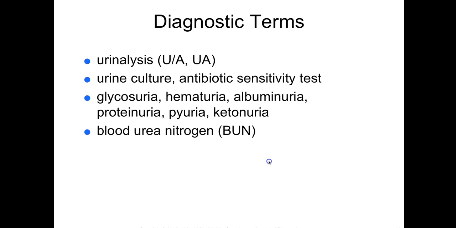We know that we have ketones in our urine when our body's fat stores are going to be metabolized for energy, which gives an excess of this metabolic end product. Next, we have a blood urea nitrogen test, or what's known as a BUN test. And this measures the amount of urea that we have in the blood. It's directly related to the metabolic function of our liver and excretory functions of our kidney.